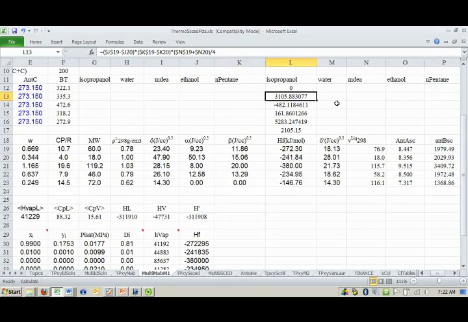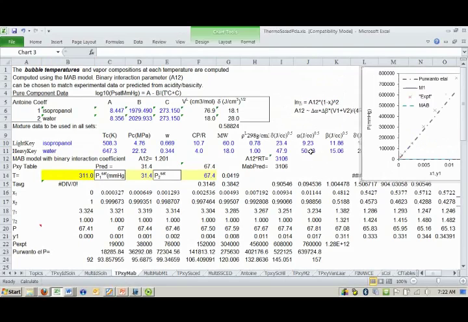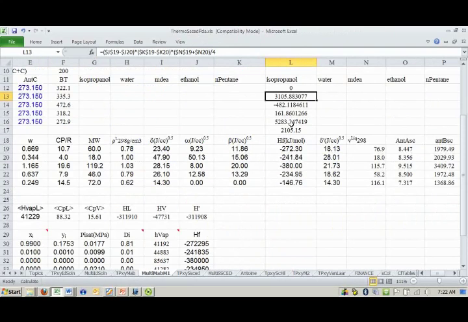So we have this number, 3105, between isopropanol and water, and we don't know offhand if that's right, but we have an easy way of checking it. Isopropanol and water, and so let's go see. Yes, the A12 value is 3106, and that's pretty close to what we calculated here. So now we're ready to go on.